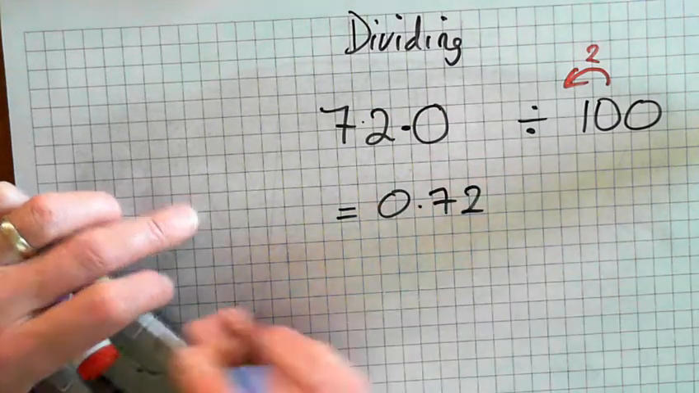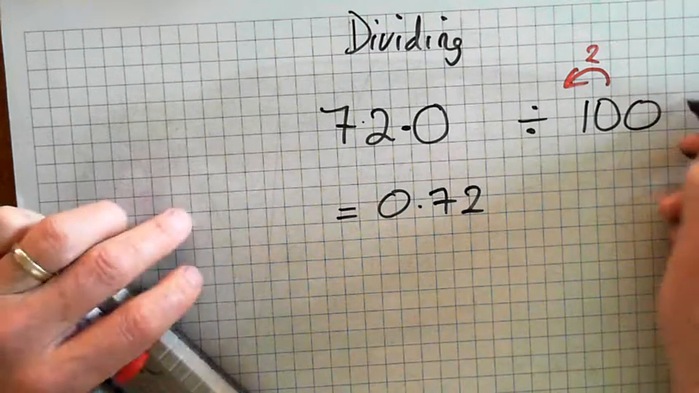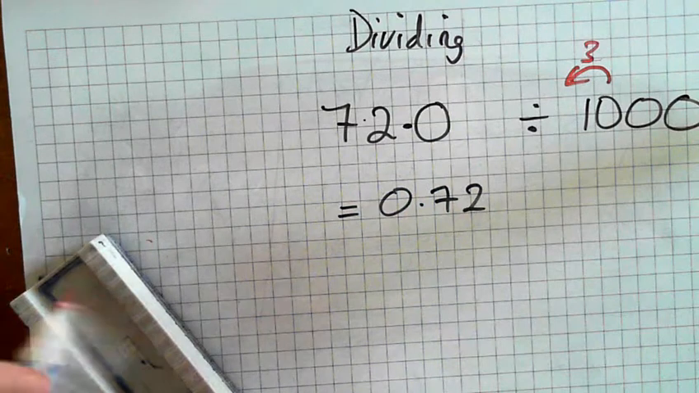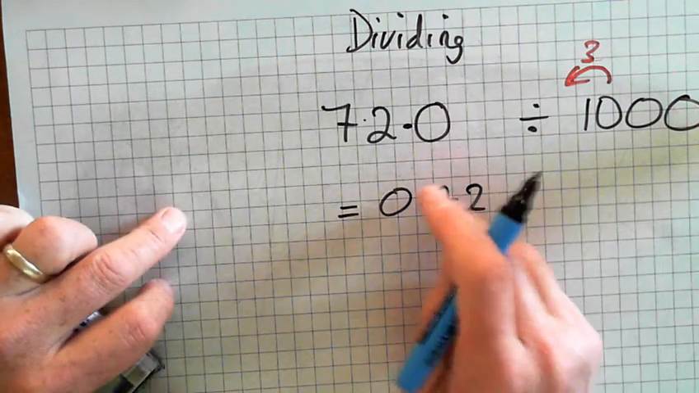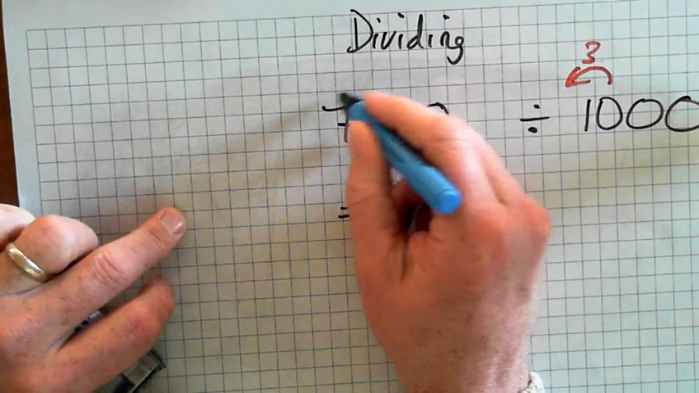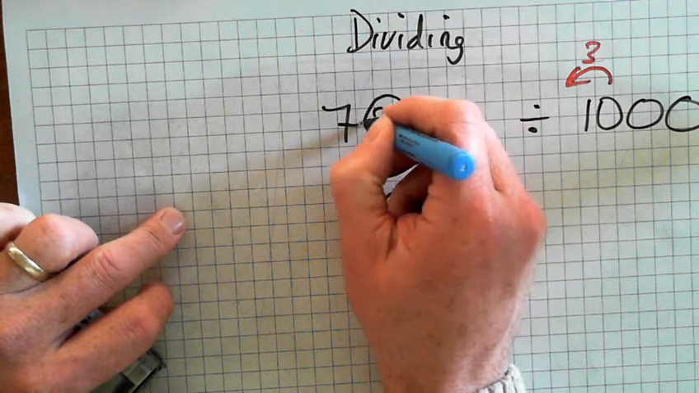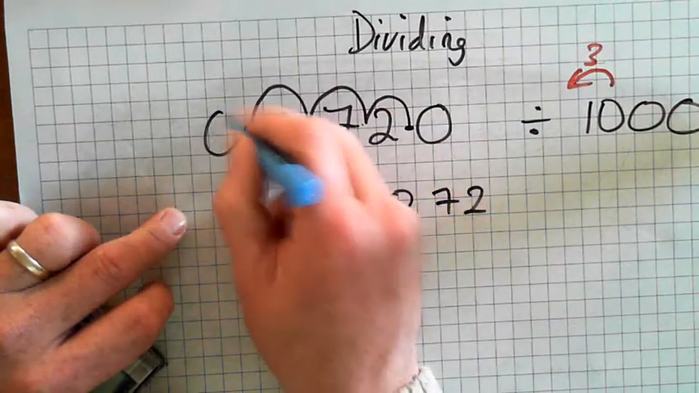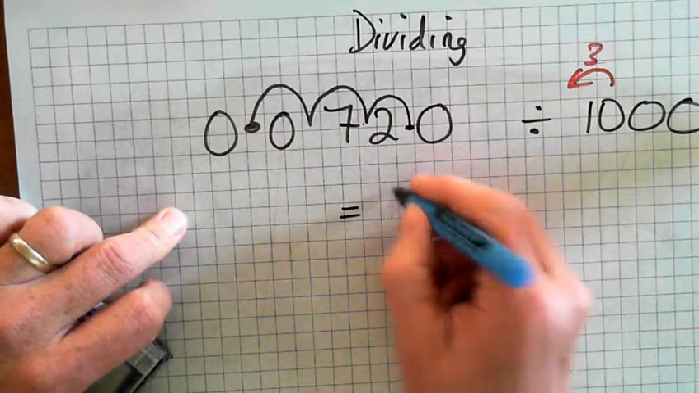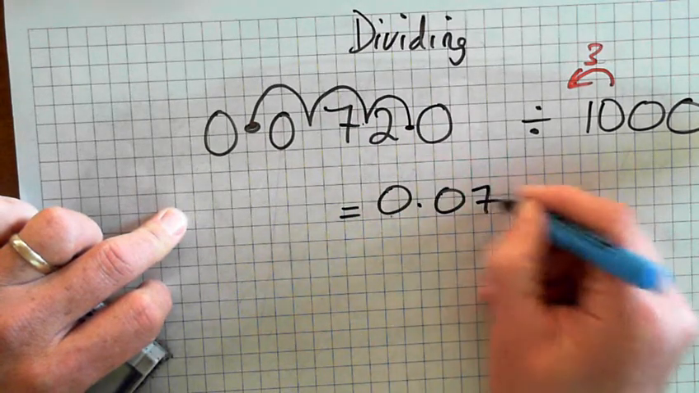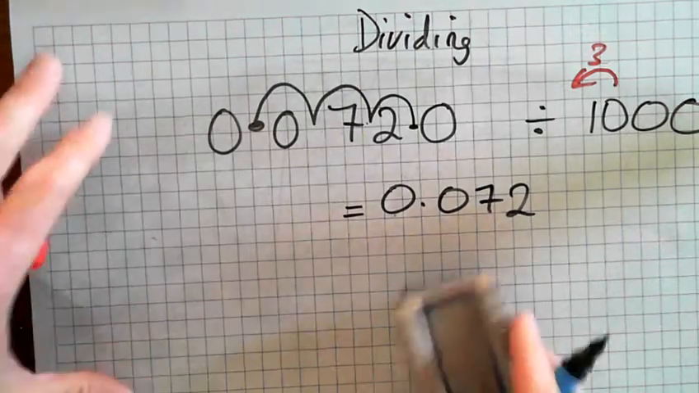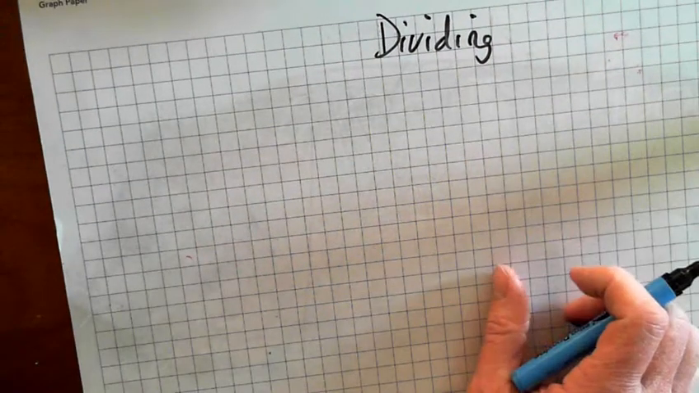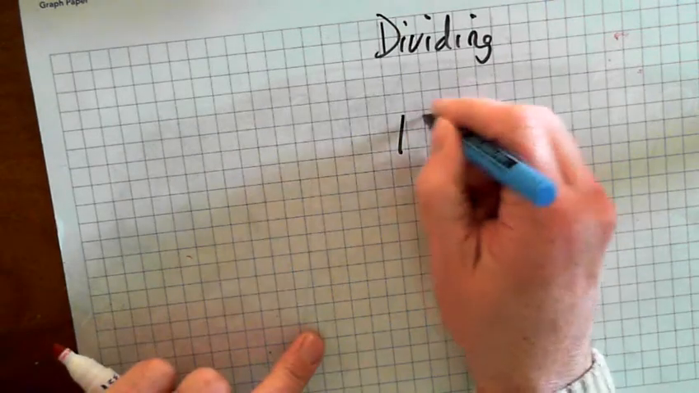0.72. Now, what happens if I'm dividing by 1,000? 3 places to the left. So what do I get? So I do it like this. 1 jump. 2 jump. Finish there. 0.72. Fill in the zeros. 0.072.